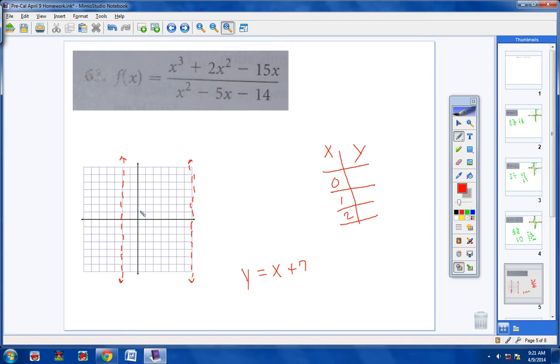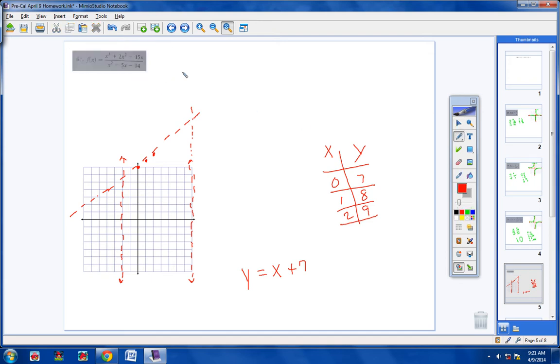So if we put in 0, we're at 7. Put in a 1, we're at 8. Put in a 2, we're at 9. So 0, 7, 1, 8, 2, 9. So here is your slant asymptote. And here's your vertical asymptote continuing upward. And we might have to shrink this down a little bit here too. We'll see.